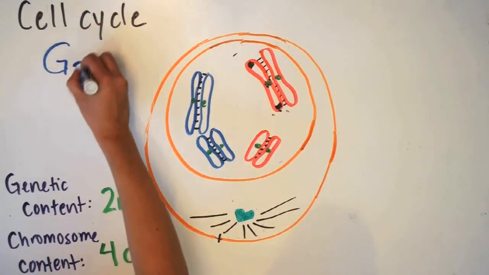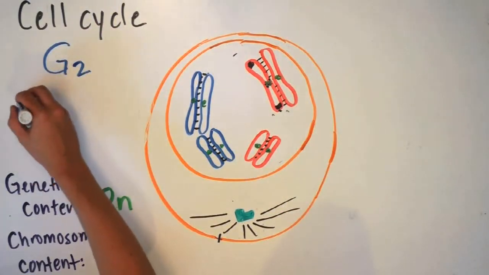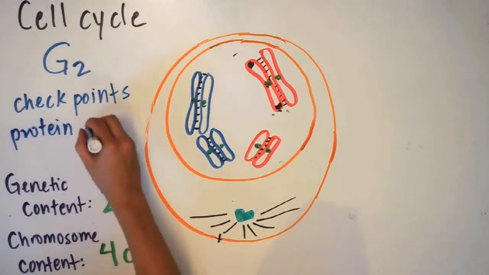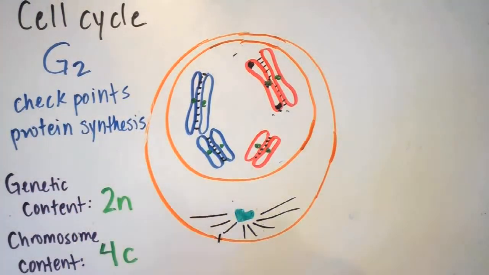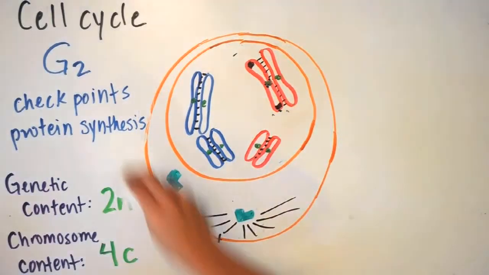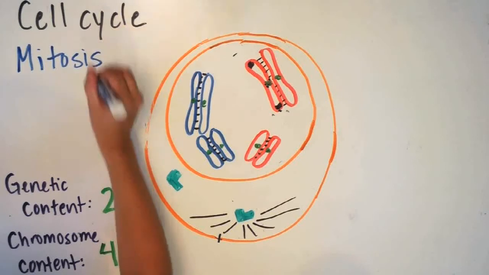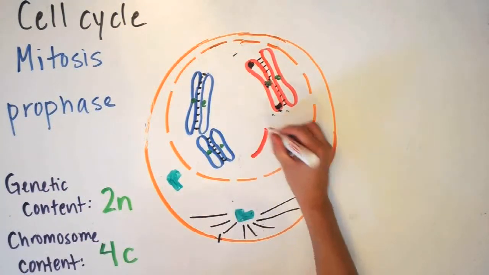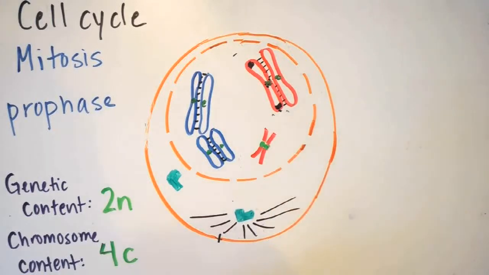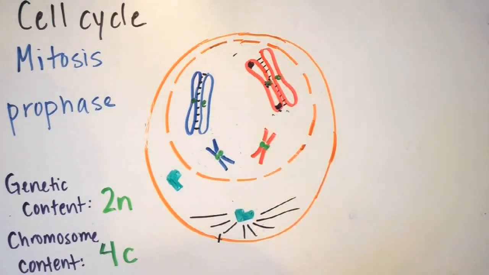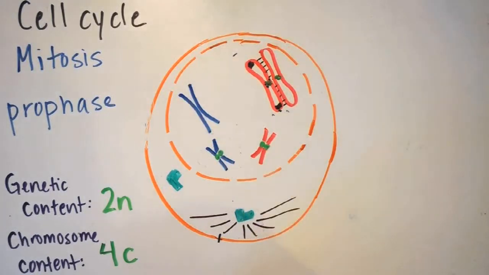In G2, the cell synthesizes the proteins needed for mitosis and passes through additional checkpoints, such as confirming that all chromosomes have been duplicated. The genetic content and the chromosome content remain unchanged. Finally, we get to the first stage of mitosis, prophase. In prophase, the loosely coiled DNA begins to condense into observable chromosomes like those seen in a karyotype. I will depict each chromatid as a thick line.